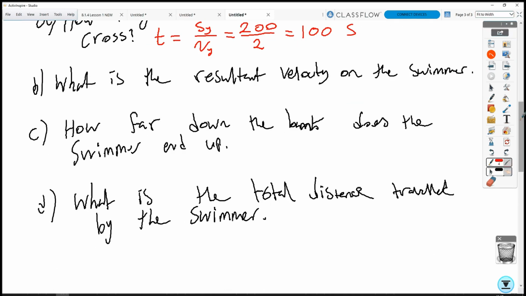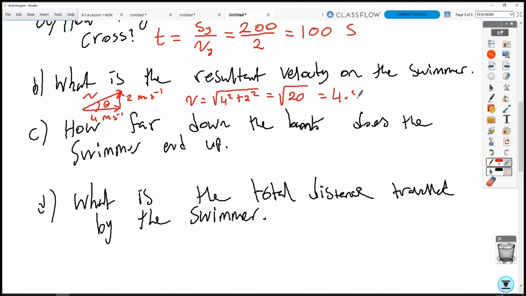Part B, the resultant velocity of the swimmer. Well, the swimmer's moving towards the right by 4 meters per second, upwards by 2 meters per second. So let's draw that. So 4 meters per second and 2 meters per second. So his resultant velocity is v with some angle theta. So v is equal to the square root of 4 squared plus 2 squared, which is the square root of 20, which gives us 4.5 meters per second. And then if you needed to, you could work out the angle using trig. In this situation, we're not going to need to find the angle.